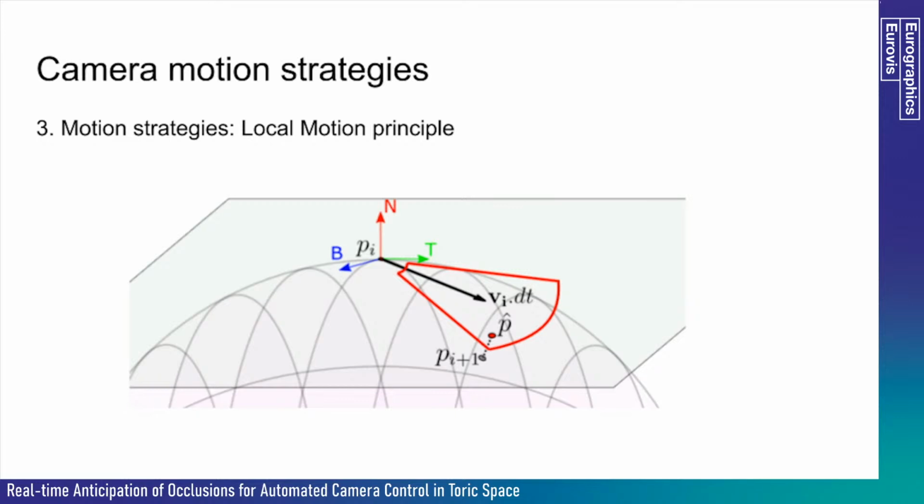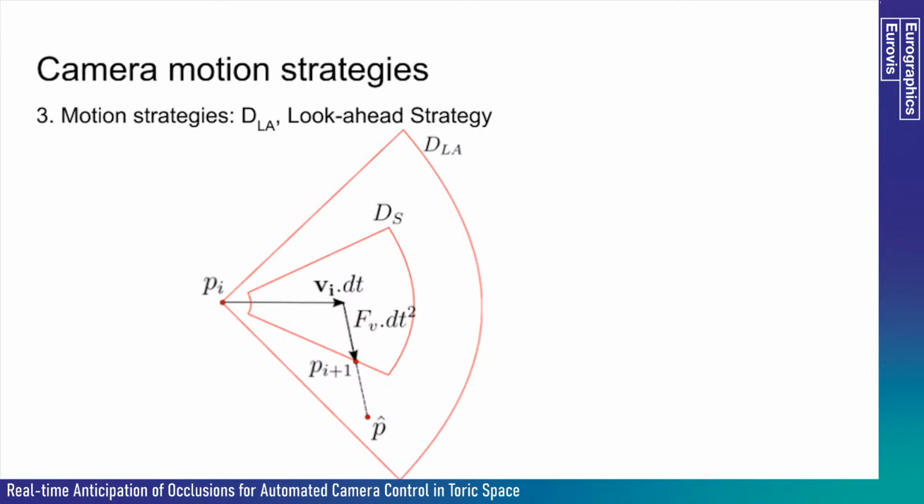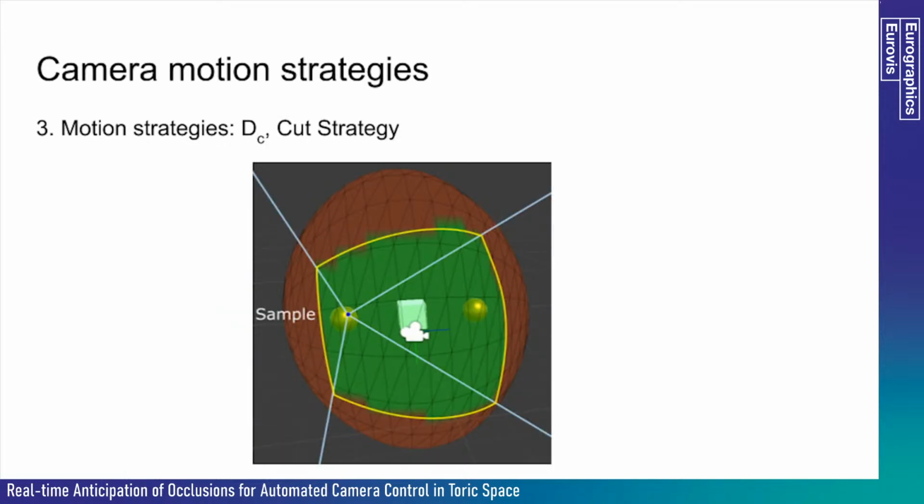If there is no solution found by the physical model, we define the look-ahead strategy. We basically extend the research area to check if there is a better solution further. If we find one, we move toward it but stay in the single frame strategy area. If again no solution has been found, we consider that the camera is in a local minimum and we relocate it at another position on the toric space.